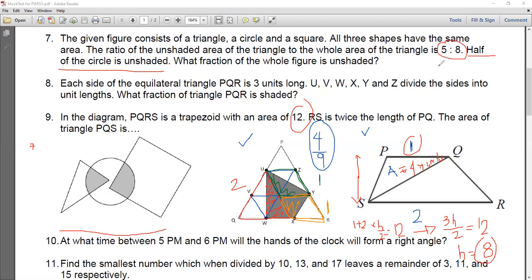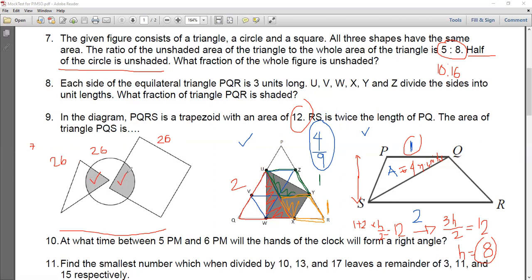5:8, isn't it that 5:8 is the same as 10:16? Agree? So if that is the case, therefore the area of the triangle is 26, the area of the circle is 26, and the area of this square is also 26, based from the condition. Next condition. Half of the circle is unshaded. It means that when you add these two shaded areas, that is equivalent to 13. Correct?